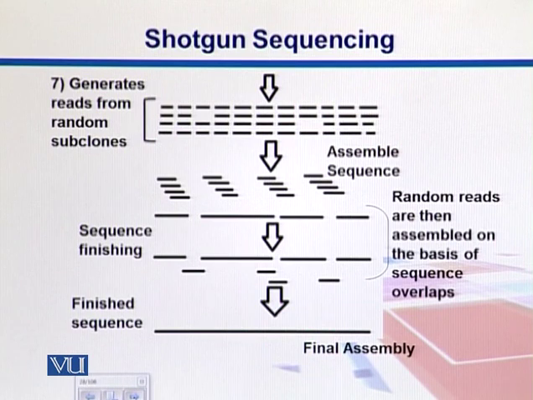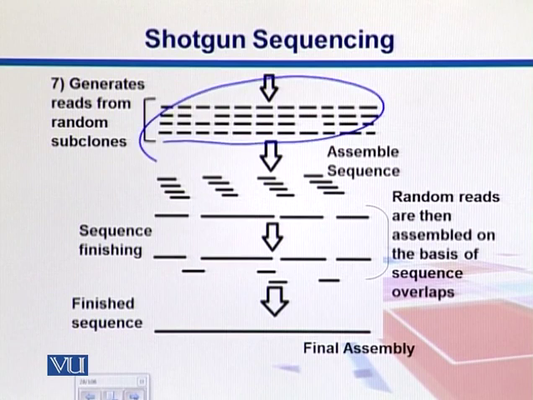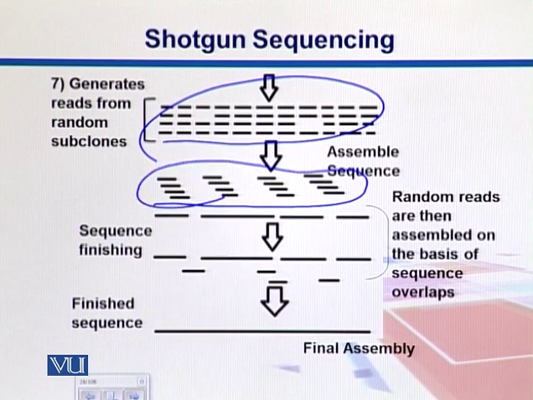The sequenced fragments coming out of the sequencers are called reads. We take these reads and assemble them. There are different assembly packages or software, which we'll talk about later. After that, these reads are assembled together, the assemblies are finished, and finally we have the final assembly.